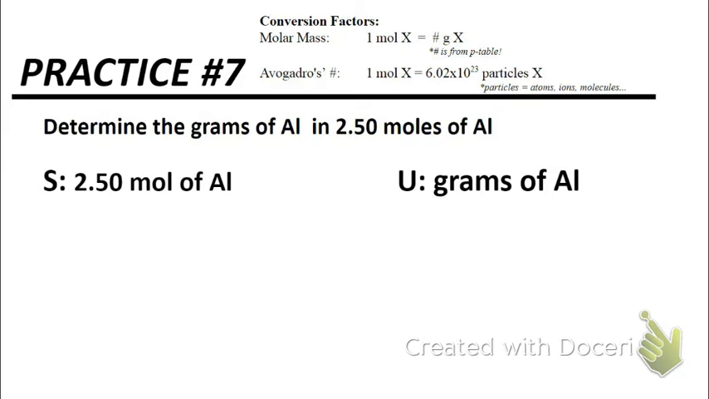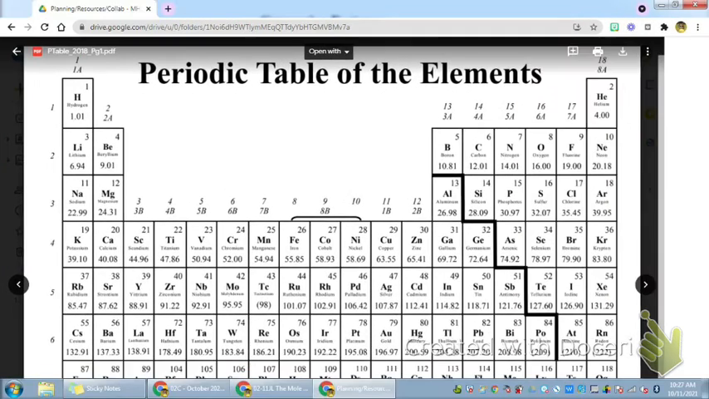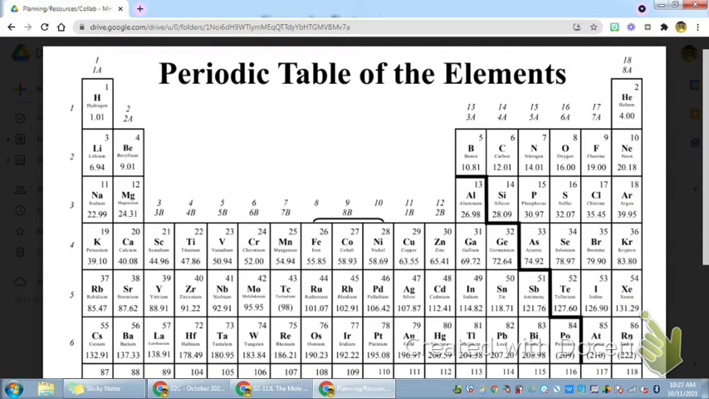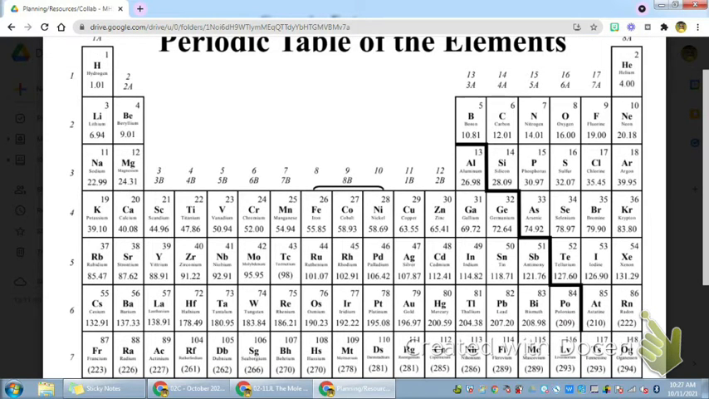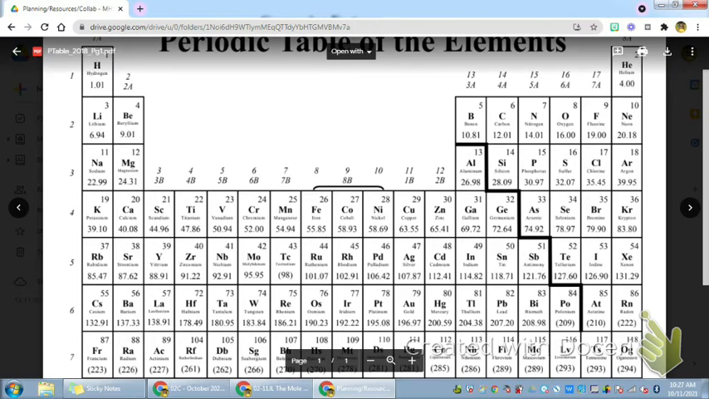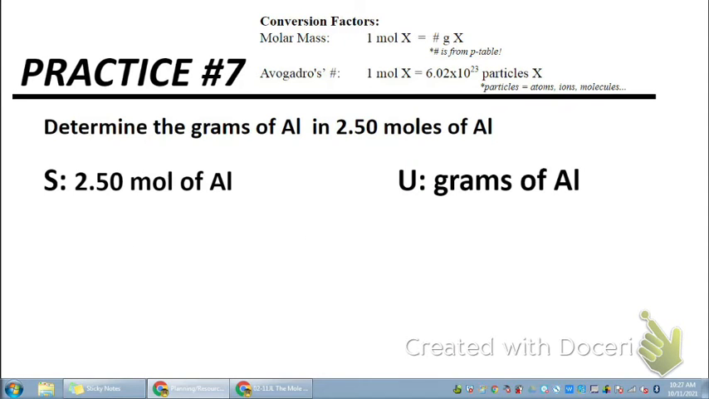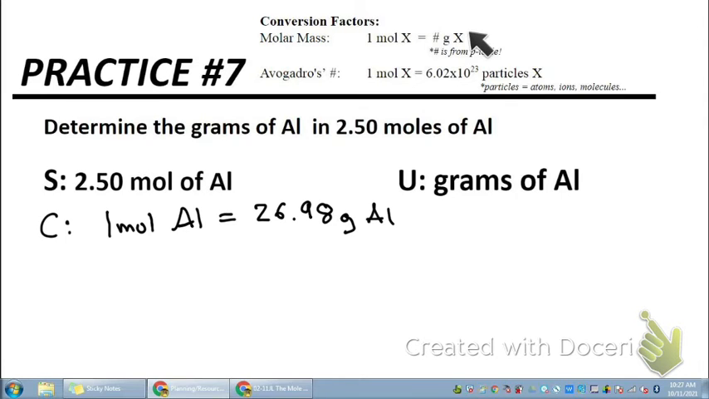So the number is coming from our periodic table. If you look at your periodic table, we want to look at aluminum. Aluminum is element number 13, and the value we are going to be using is that molar mass on the bottom. That's 26.98. So our conversion factor will then be 1 mole of aluminum is equal to 26.98 grams of aluminum. Notice too that I replaced the X here with the aluminum symbol.